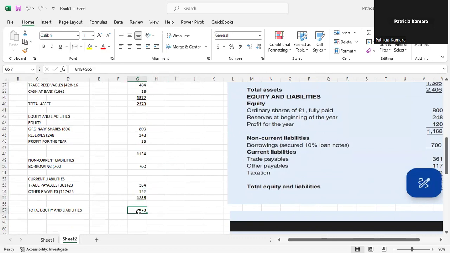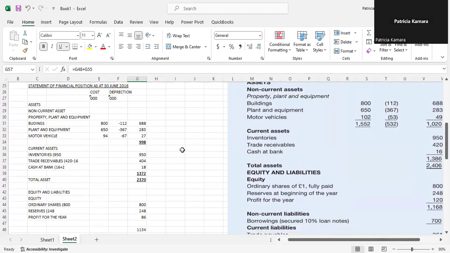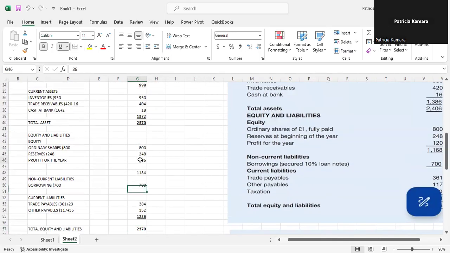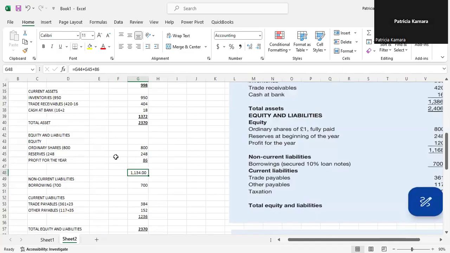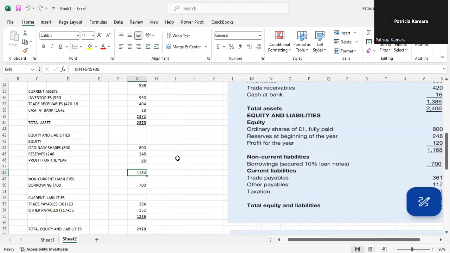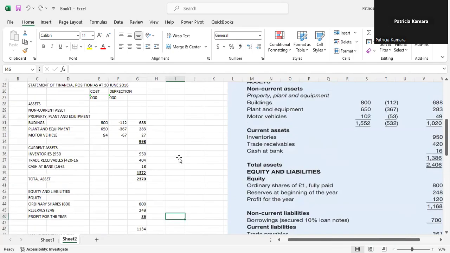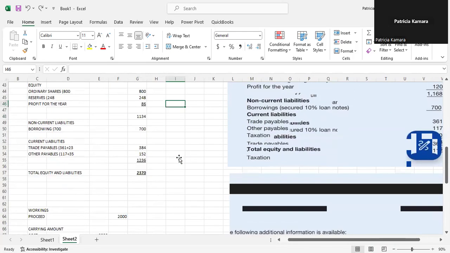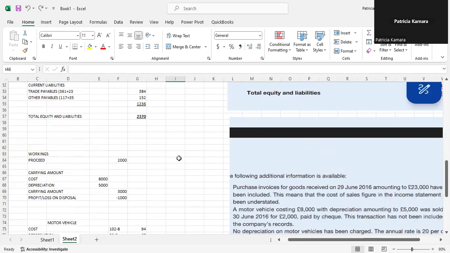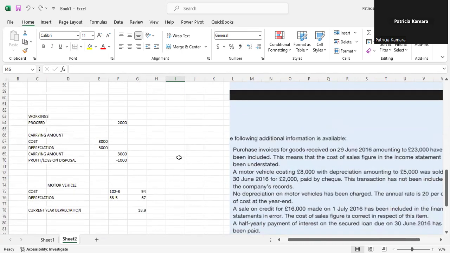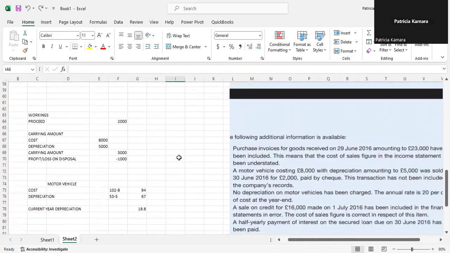So this is how we go about adjustments. For the sake of this question, these are the various adjustments that we needed to do, and we have done so. And by so doing, our account has balanced. So you can take your time and also see if you can redo the question. And if you have any question that you want to ask, kindly feel free to ask.